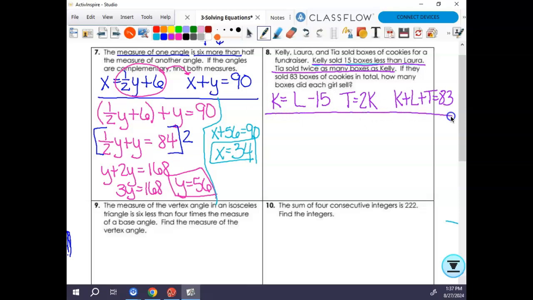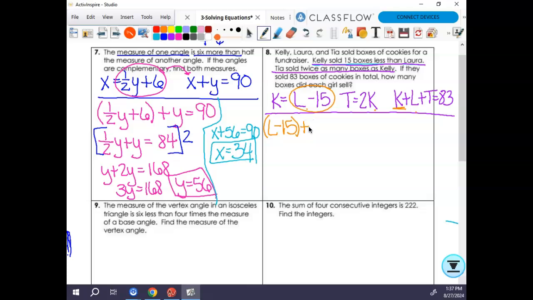So we're going to start by substituting some stuff. I know what K is. K is L minus 15. And I know what T is. I could put it all in this one. Or I think the first time I did it, I put this right here and solved for T. But I have K equal and T equal. I could just put them in here. So let's start with that. So we've got K. This is L minus 15. So I'm going to replace this K with L minus 15.